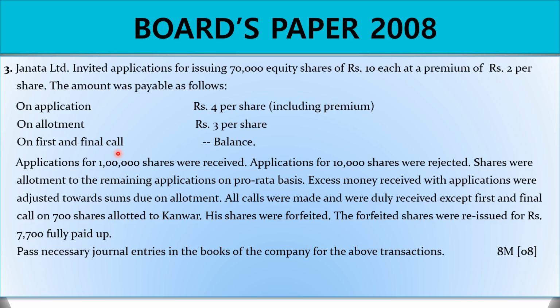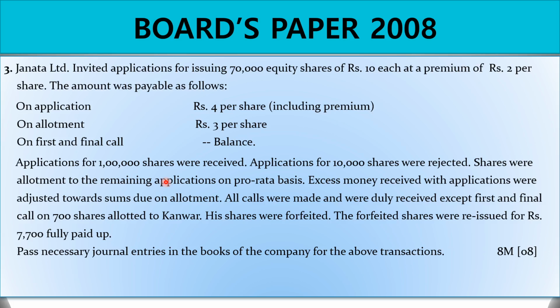So that way, one is refunded, another can be adjusted to the respective next installment, maybe allotment, first and final call, or both can be done, like partly refunded and partly adjusted with the next installment. So as per the situation, we have to deal.